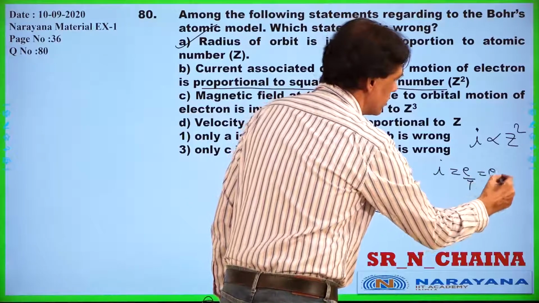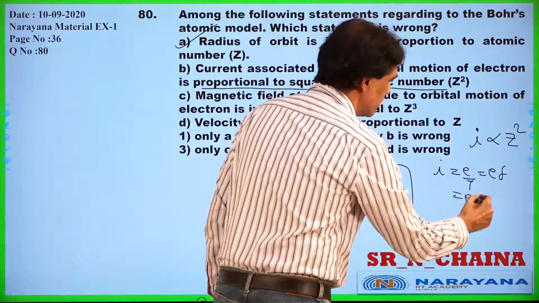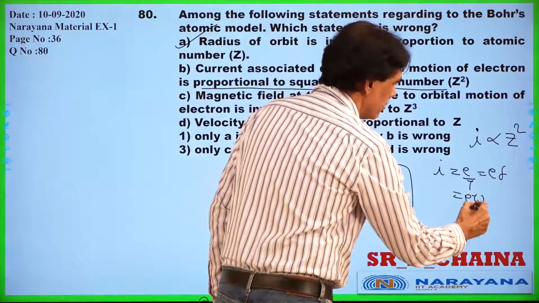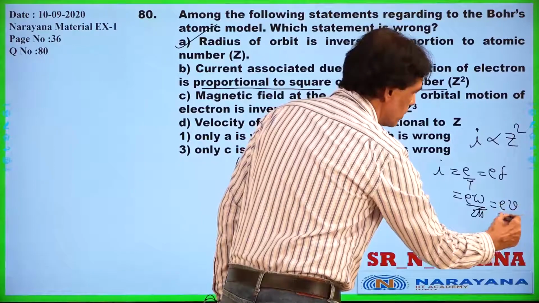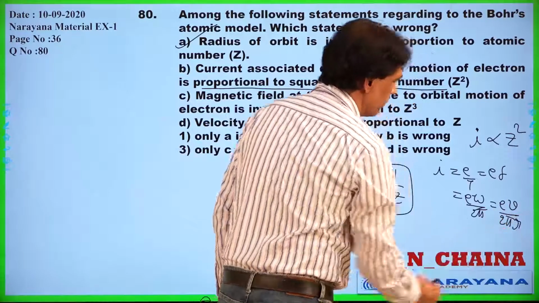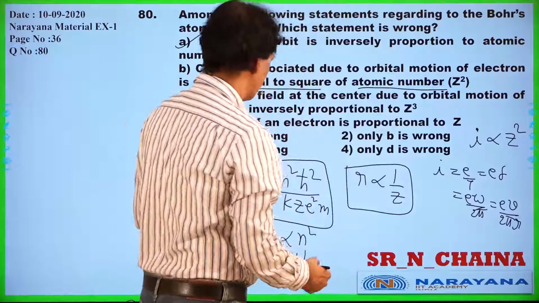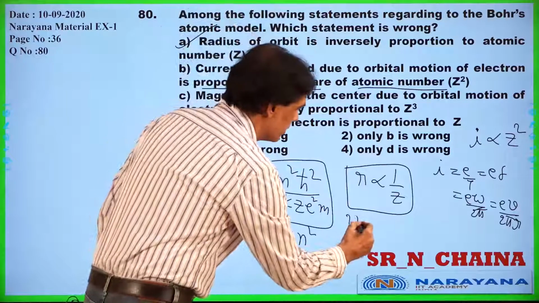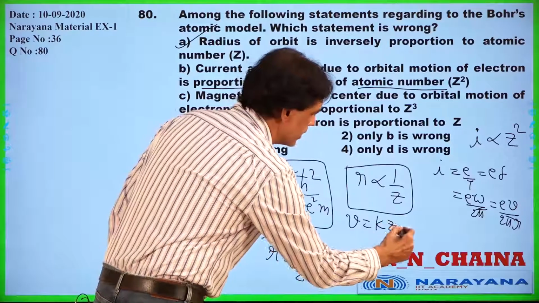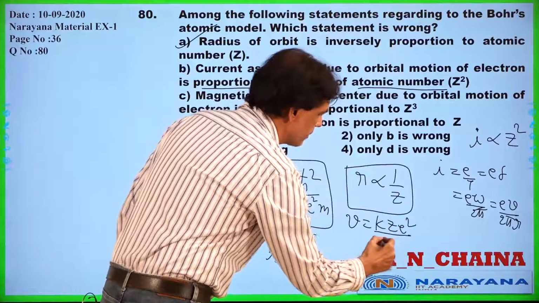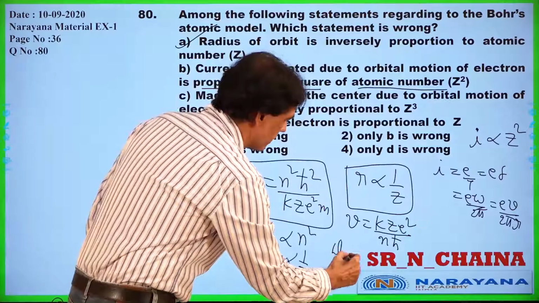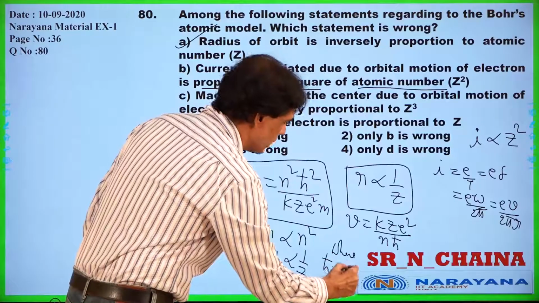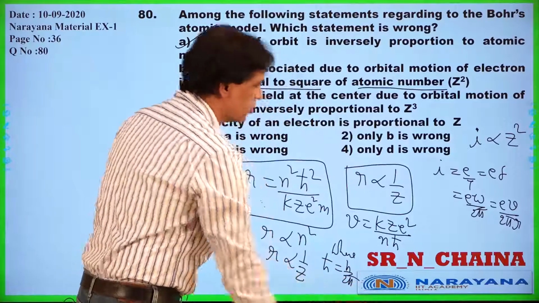E by T means you can write e f. And f is omega by 2 pi. Omega is v by r. So e into v by 2 pi r, I can write like this. Okay, now I know r value, and we can also write v equal to k Z e square by n h cross. You know what is h cross? Where h cross is h by 2 pi.